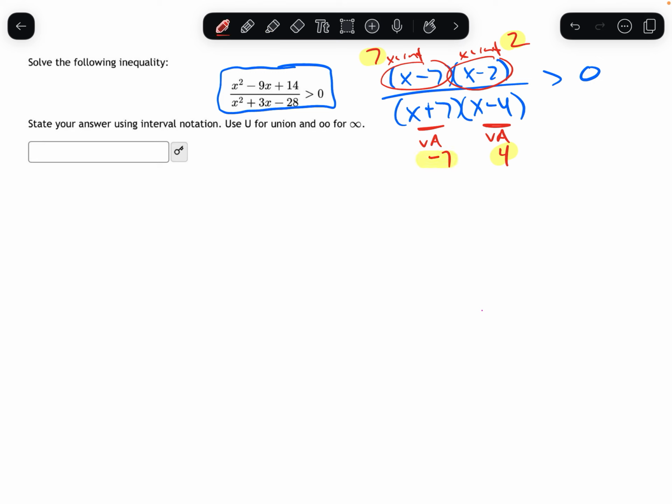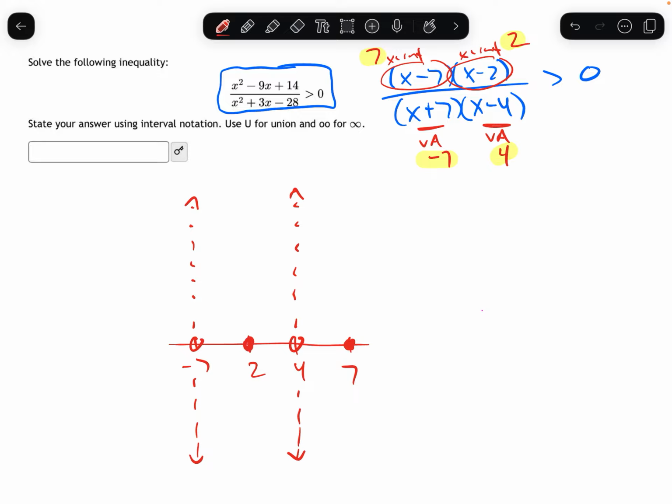So what we're going to do is take a look at those critical points. When I mark them, I have 4 critical points on a number line. I'm going to go from left to right. The lowest number is -7, then 2, then 4, and then 7. So there are my critical points. With the -7 and the 4, we have open dots. Remember, these are vertical asymptotes, so the graph will have asymptotes here. And technically, the 7 and the 2 are going to be closed dots.